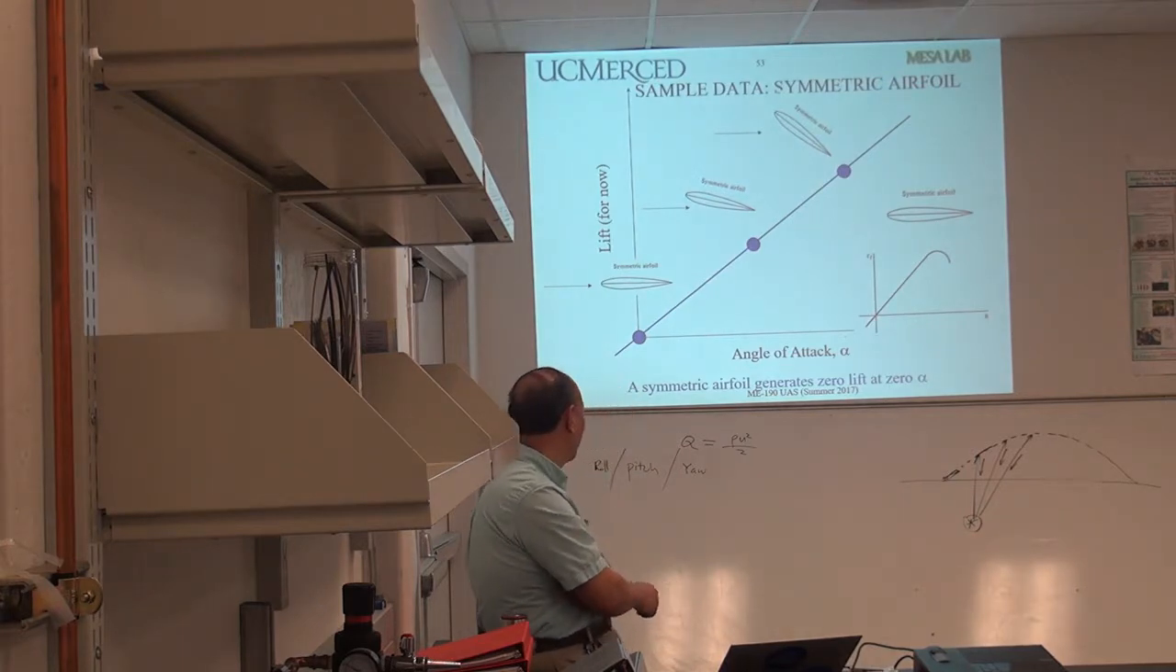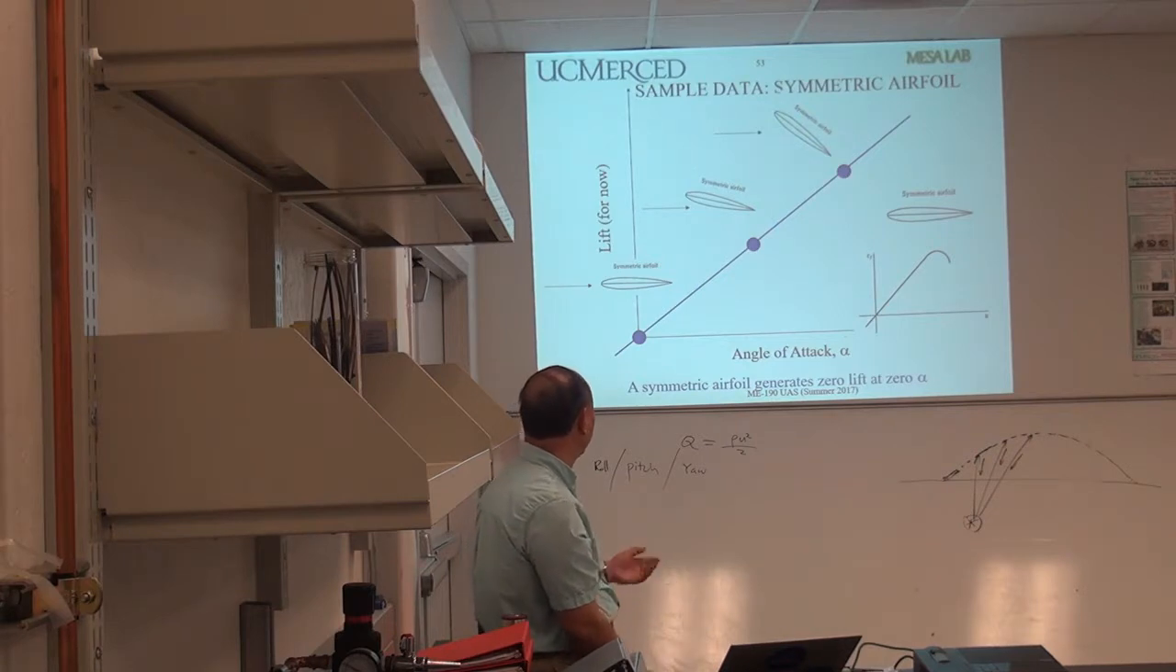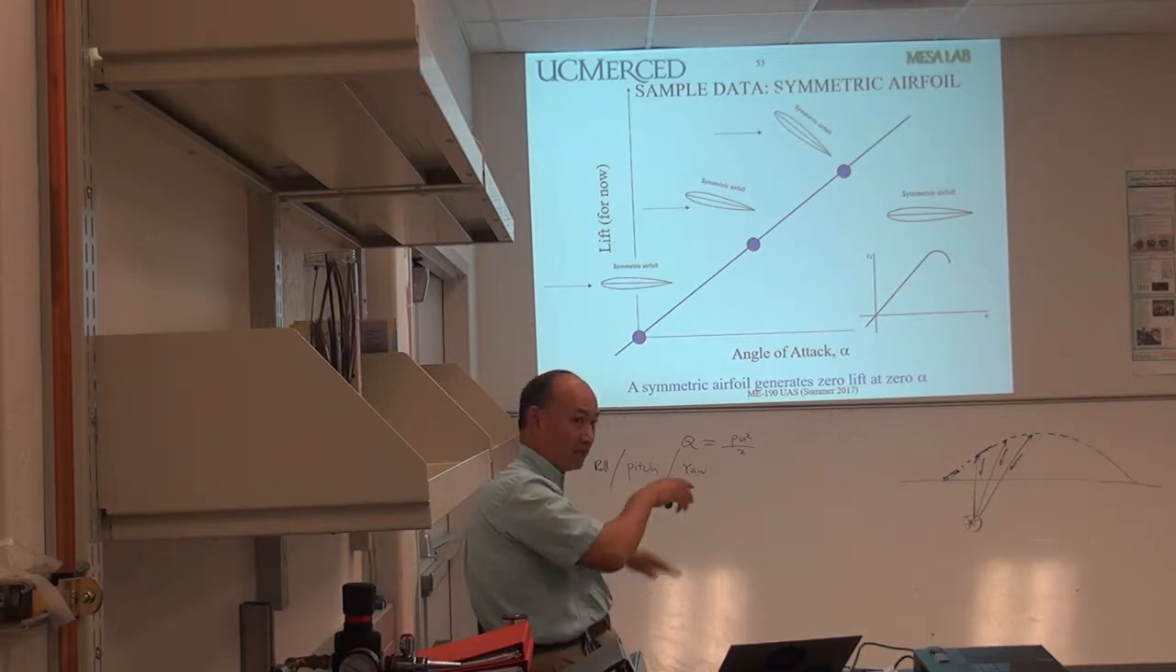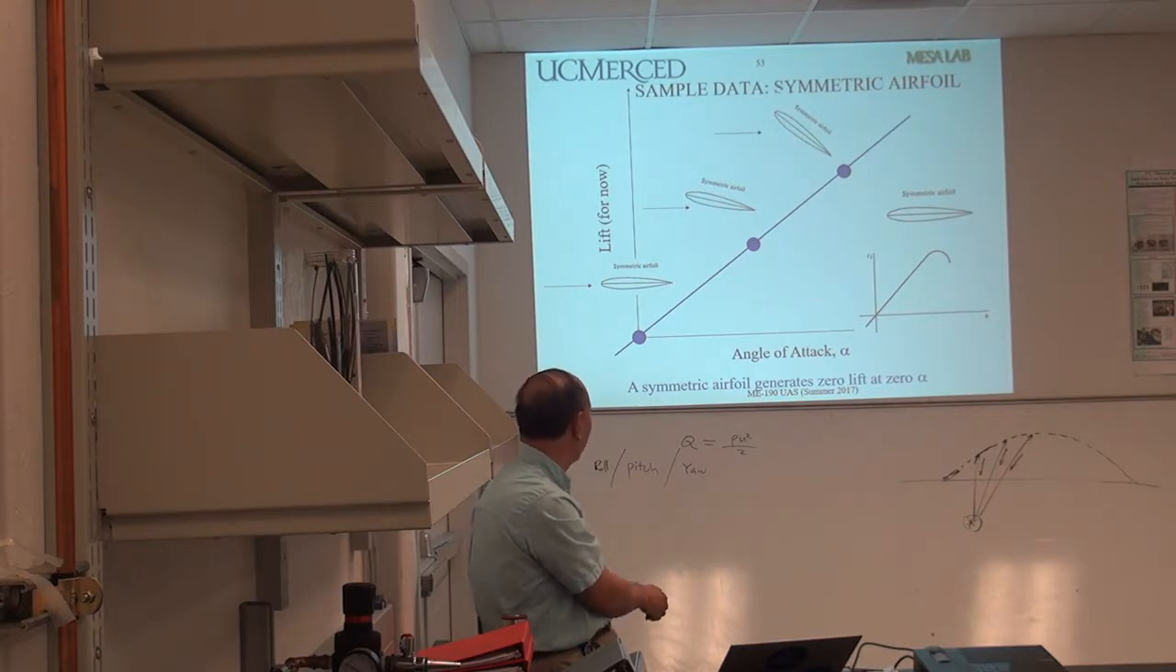The angle of attack, let's talk about a symmetric airfoil. Because it's symmetric, when the angle of attack is zero, the lift is also zero. So you have this crossing at zero here, and then you have stall something like this. So you get a rough idea, with different angles.